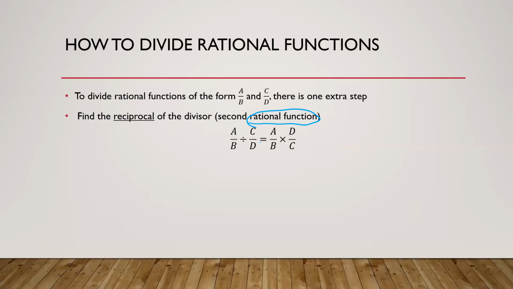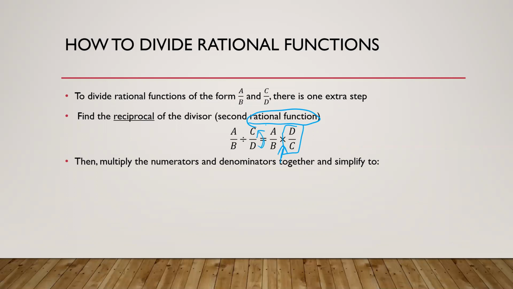That means that instead of dividing by c over d, if that's your rational function, we're going to multiply by d over c. So we have to multiply by the reciprocal. We have to switch this second rational function. Once you do that, you multiply the numerators and denominators together, and this simplifies to a over b times d over c. And then we end up with an easier expression to work with, because we know how to multiply rational functions. That's the easy thing, right? So really all you have to do is flip the second rational function.